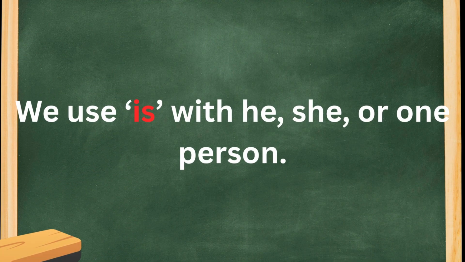We use is when he, she, or it is one person. Let's see the example in the next page.